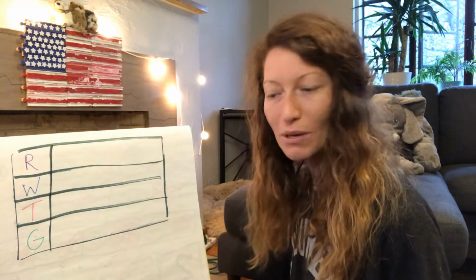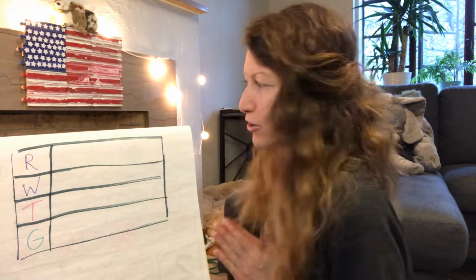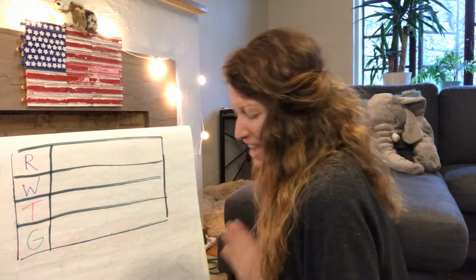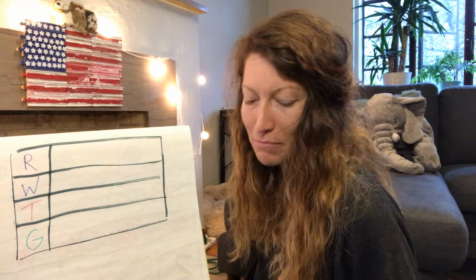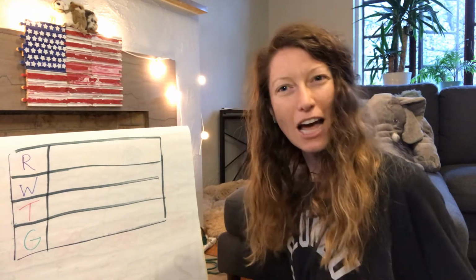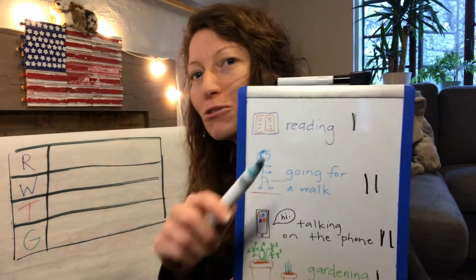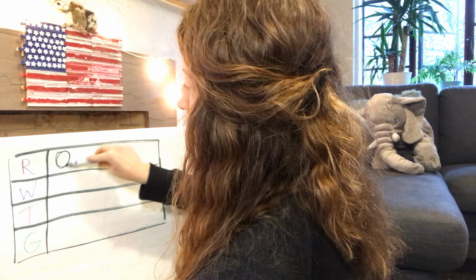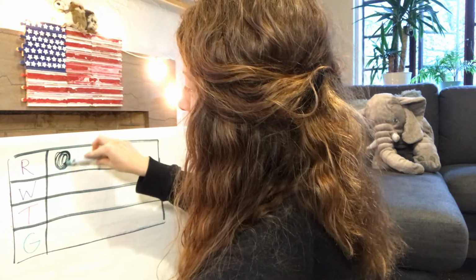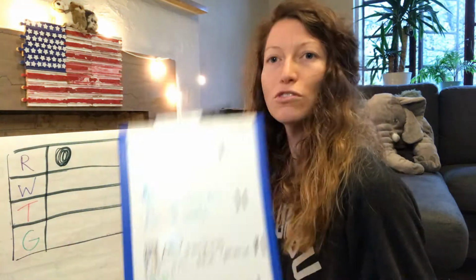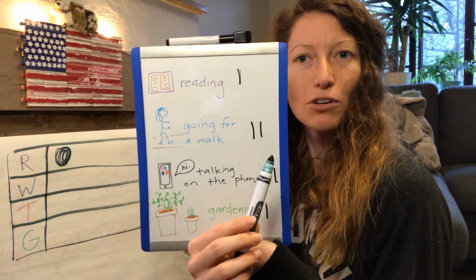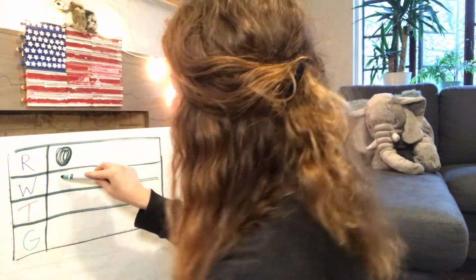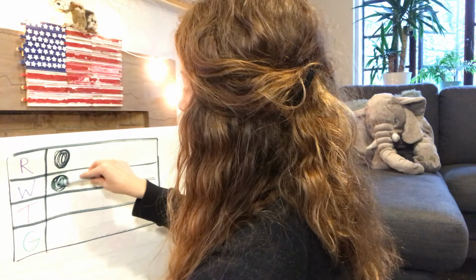Now, last time when we made our chart, we made squares and we filled them in. I think this time I might make circles. So let's see. Help me remember. We had how many votes for reading? 1 vote. 1 circle for reading. How many votes for walking? Going for a walk. 2 votes. 1, 2.